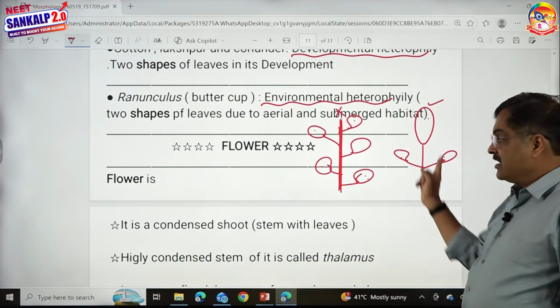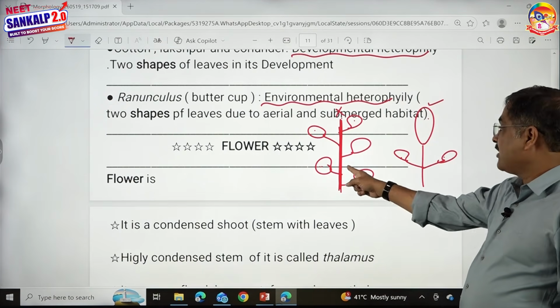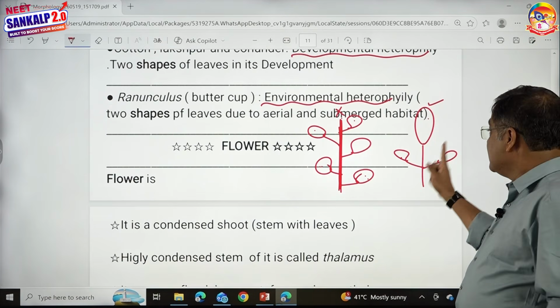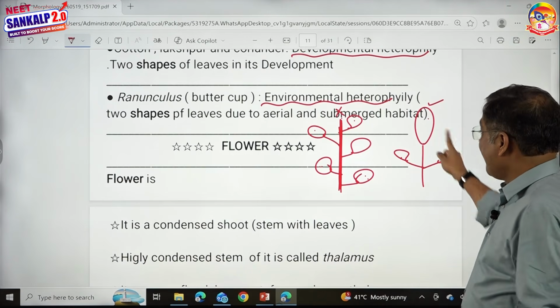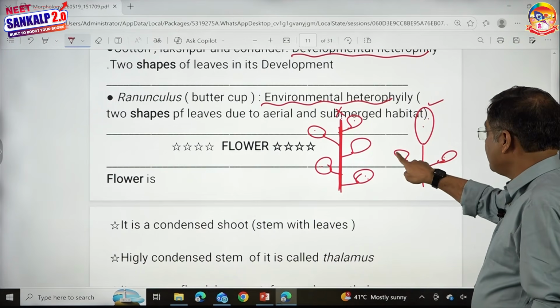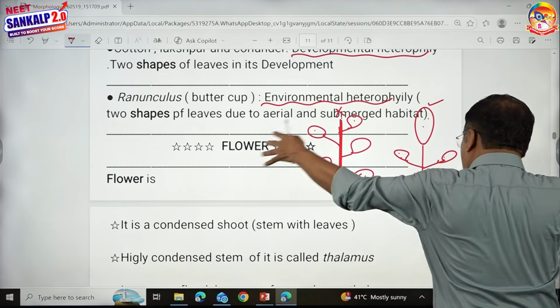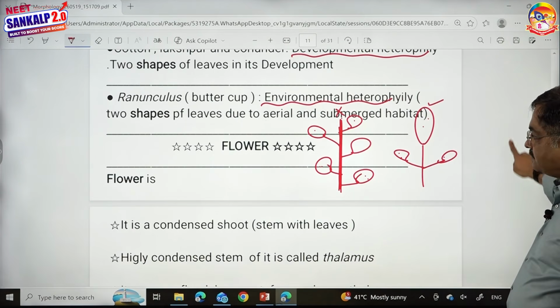Racemose, cymose. Indefinite, definite. Acropetal arrangement and opening. Here you can say basipetal arrangement and centrifugal opening. Why do I say centrifugal? This is going to open first, then this. Opening is from center to periphery, centrifugal.